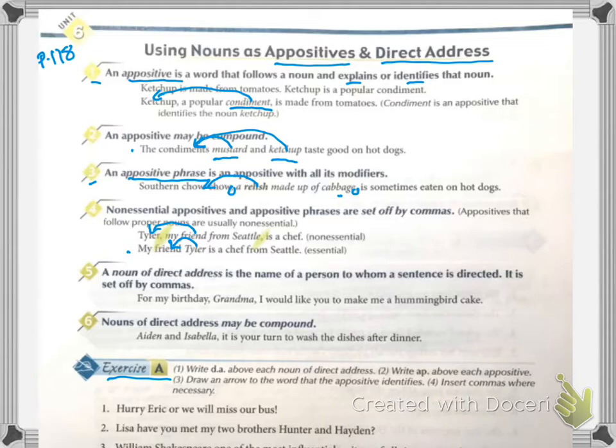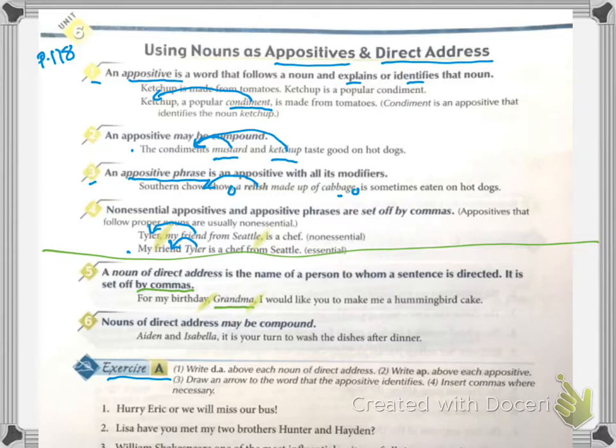I'm going to change colors here because we're changing topics, so to speak. We're going from nouns as appositives to nouns of direct address. A noun of direct address is the name of a person to whom a sentence is directed. It is set off by commas all the time. So let's look at this. For my birthday, Grandma, I would like you to make me a hummingbird cake. Who is this sentence directed to? Of course, it's directed to Grandma. So I've got a comma before it and a comma after it.